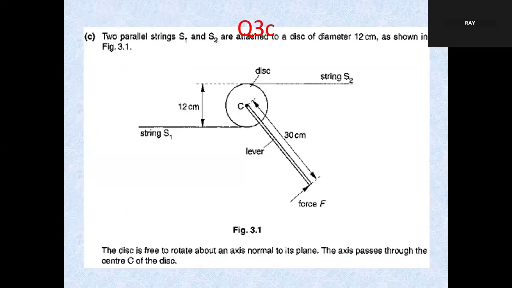Two parallel strings S1, S2 are attached to a disc. This is a disc of diameter cm as shown in figure 3.1. The disc is free to rotate about an axis. There's your axis here, normal to its plane. The axis passes through the center of the disc. Right? They are very kind to you. They draw for you the force F. So the tension in the string S2 is T, S1 is T.